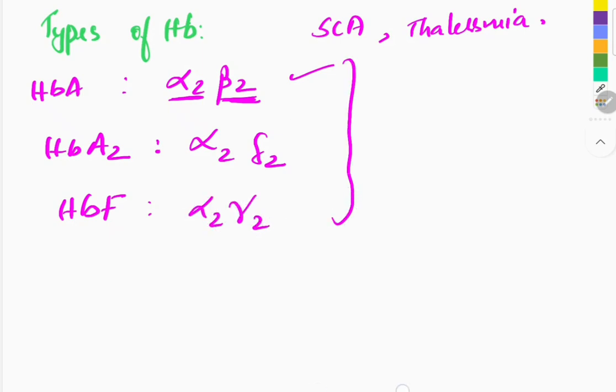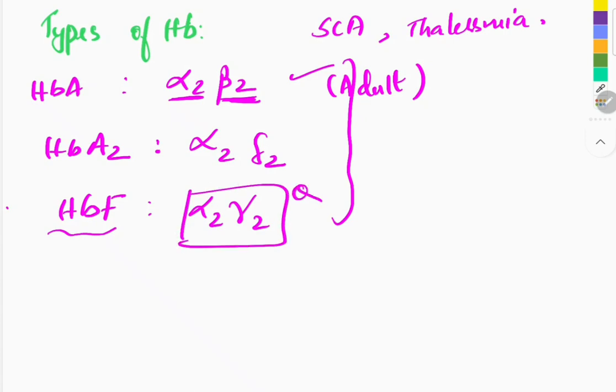So, this is your basic portion. So we have in humans three types of hemoglobin. One is the adult hemoglobin that you see, HbA, where you have alpha 2 and beta 2 chains, HbA2, and HbF, that is fetal hemoglobin, where you remember, okay, it is alpha 2 and gamma 2.